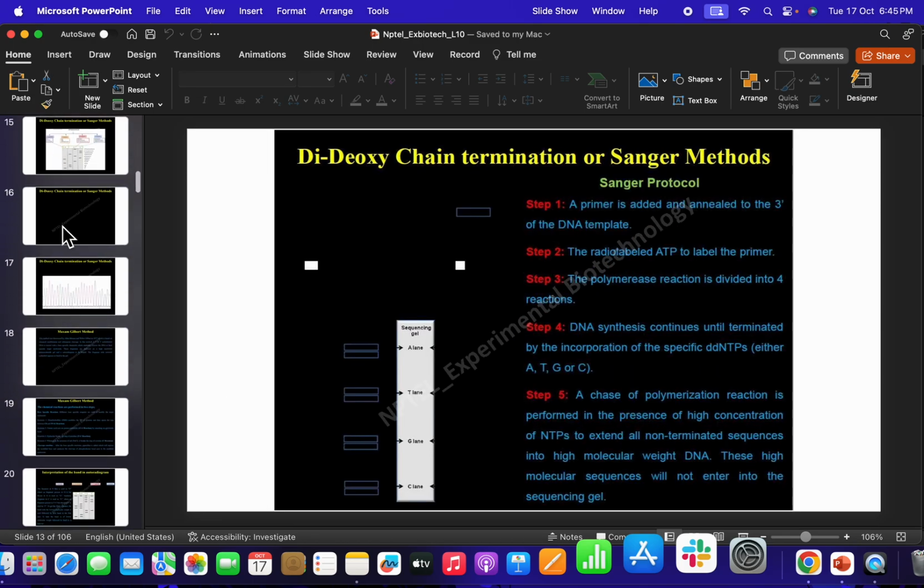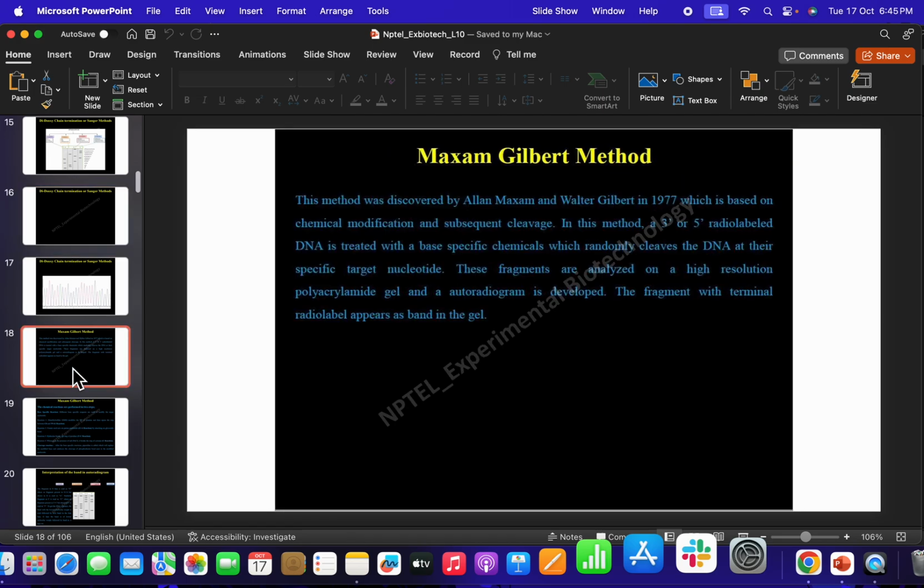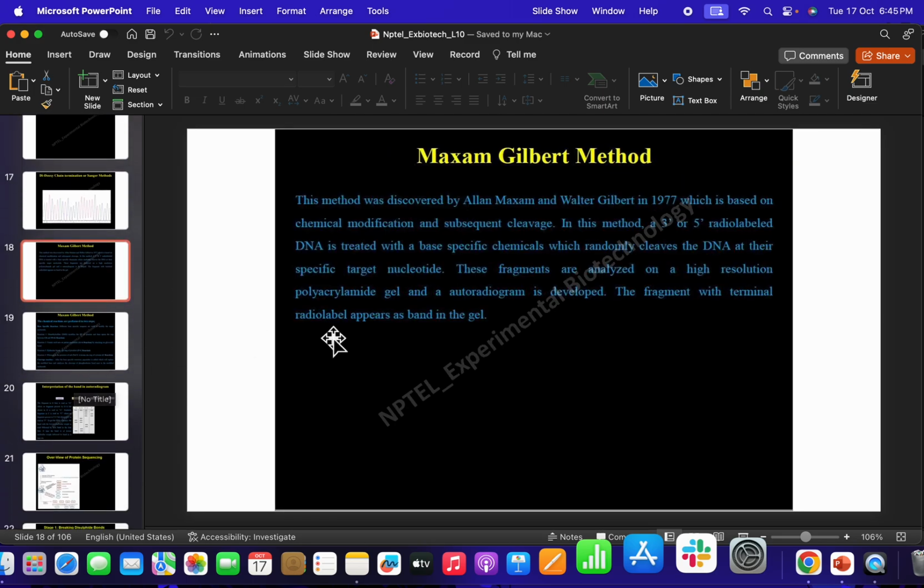The Maxam-Gilbert sequencing method was discovered by Alan Maxam. 3' or 5' radiolabeled DNA is treated with base specific chemicals which randomly cleave DNA at their specific target nucleotide. These fragments are analyzed on a high resolution polyacrylamide gel and an autoradiogram is developed.